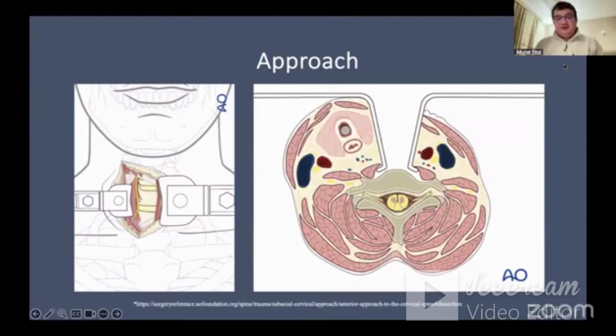Following putting the retractors, when we dissect the longus colli muscles, we should be very careful about the recurrent laryngeal nerve. I will talk about it later. Especially on the right side, it has many branches compared to the left side. So while dissecting the longus colli, we should clearly identify the localization of the recurrent laryngeal nerve.